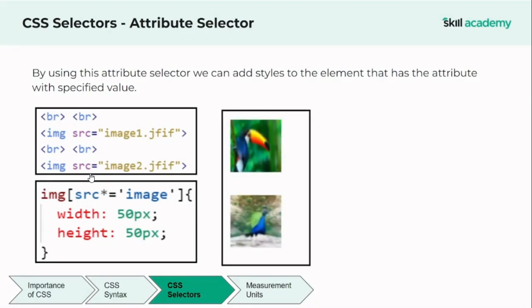Let us look into the output. Both the images are having the same size because we are applying these styles using the contains attribute. The attribute, if it is containing the name image, then this style will be applied to those attributes.